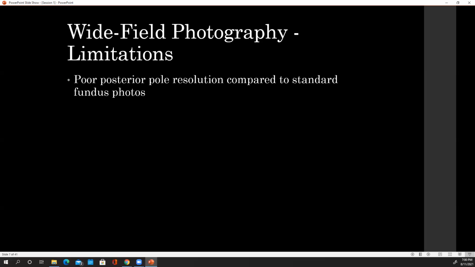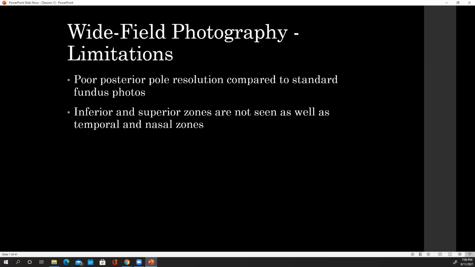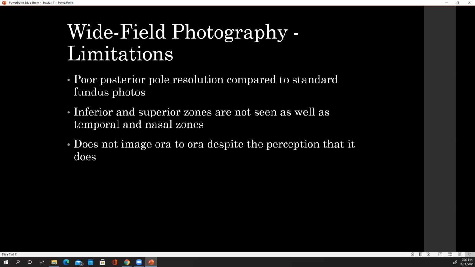Make sense? Yeah. Okay. So the other thing about the Optos is that the inferior and superior zones are not seen as well as the temporal and nasal because of the eyelids, right? So that's another thing to keep in mind. Also, it does not necessarily image ora to ora, despite the perception that it does. This is why you still need to look and depress, okay?